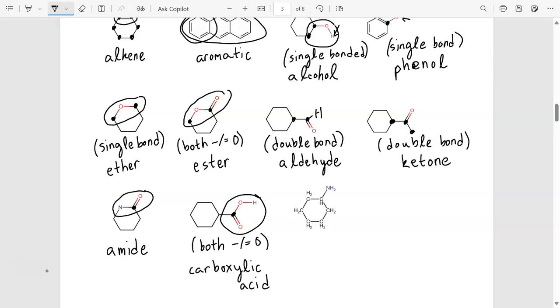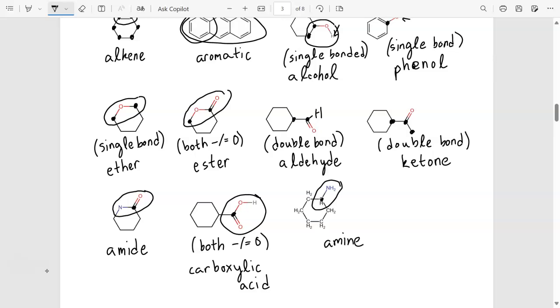Okay, and then the last one, we have a nitrogen, and remember that for the carbon directly attached to the nitrogen, we're asking if it has a carbonyl group on it, if it has that double bonded oxygen. And it doesn't, so that means that it has to be an amine.